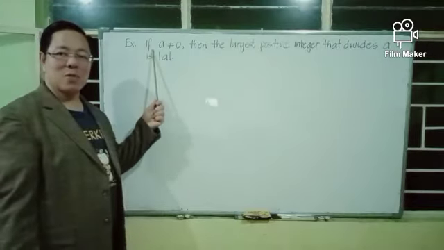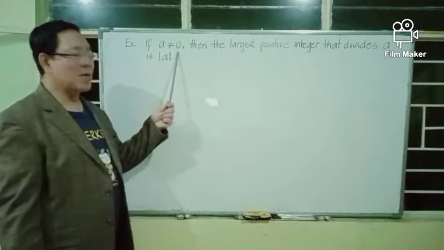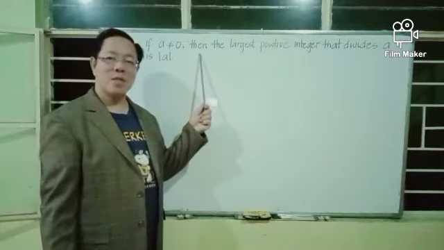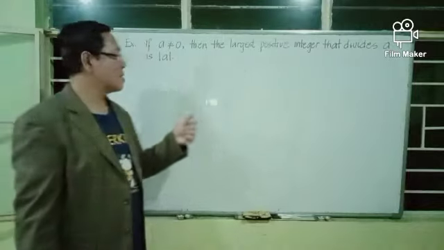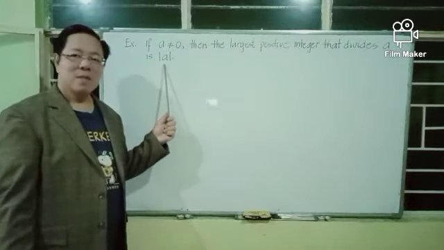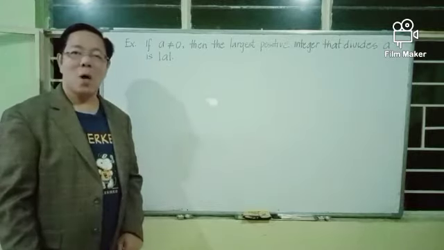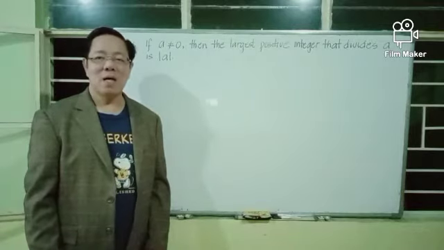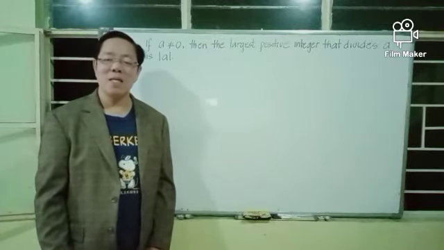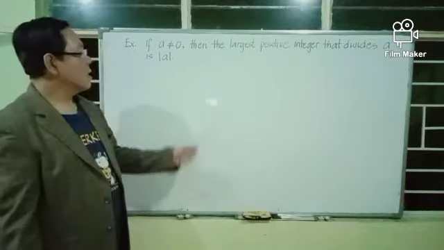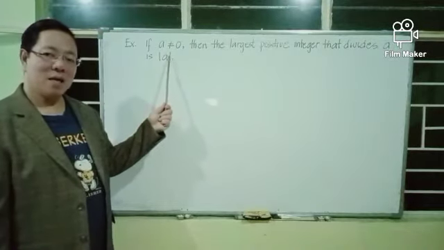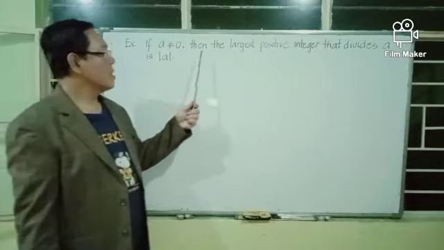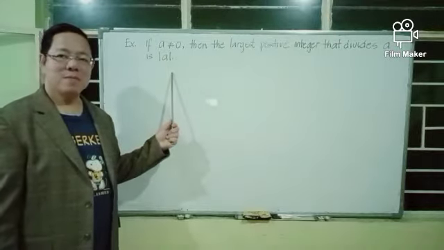If a is not equal to 0, a here is an integer not equal to 0, or we say a is a non-zero integer, then the largest positive integer that divides a is the absolute value of a. The absolute value of a is always positive, whether a is positive, 0, or negative. We know that from algebra. And the largest integer that divides a, where a is a non-zero integer, is the absolute value of a.